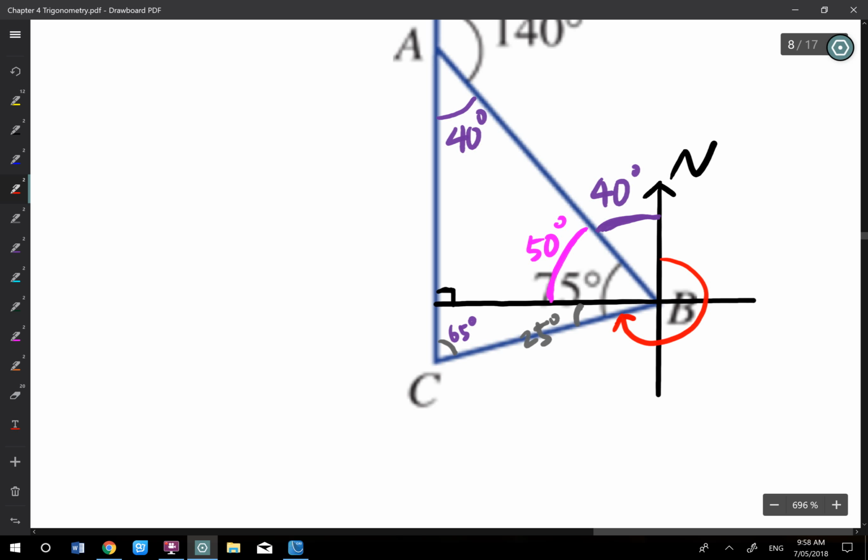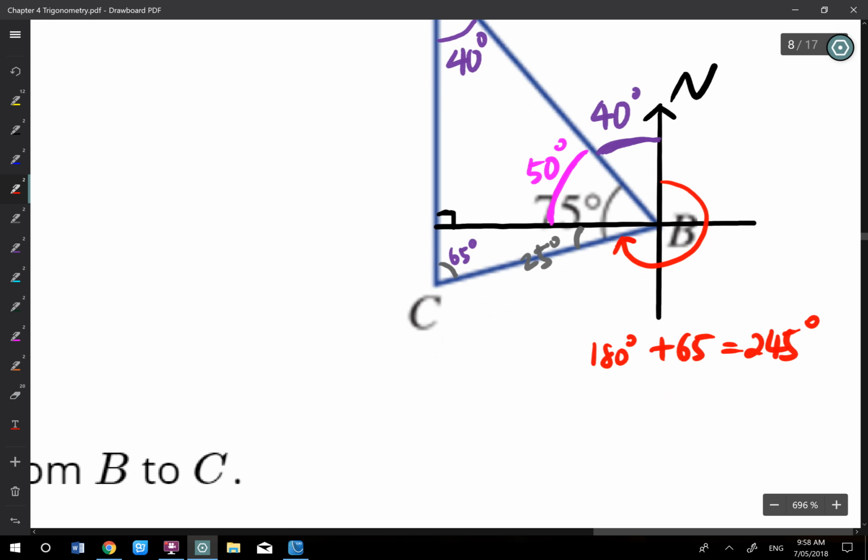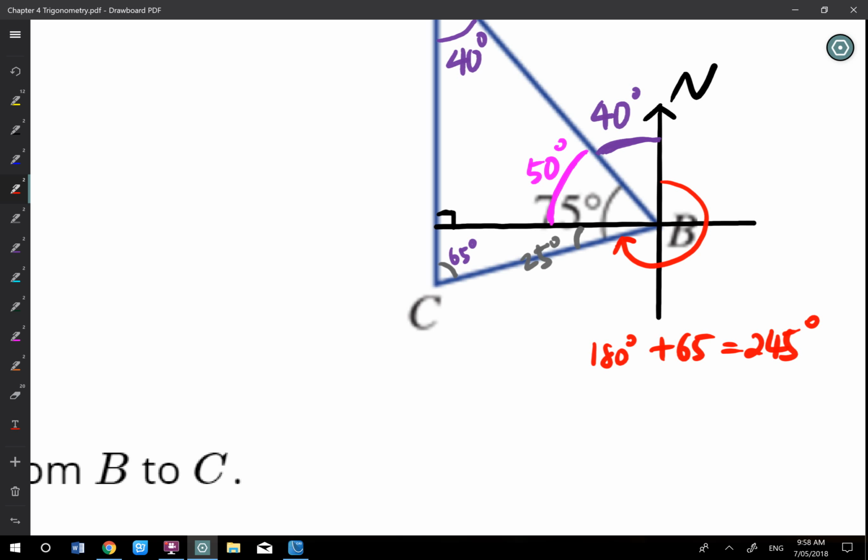245. How do you calculate that? 180 plus 65. That gives you 245. Yeah, that's one way to calculate. Anyone else get any other way to calculate? That's true.